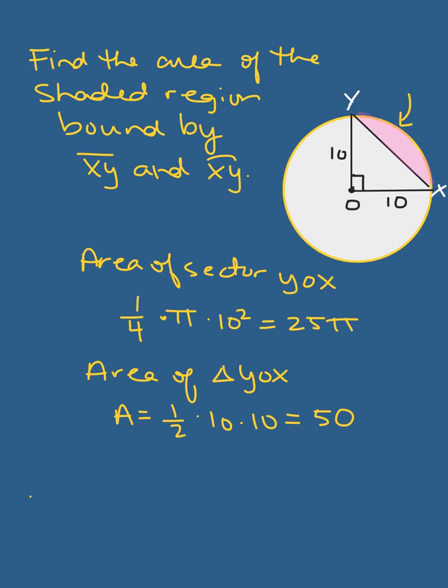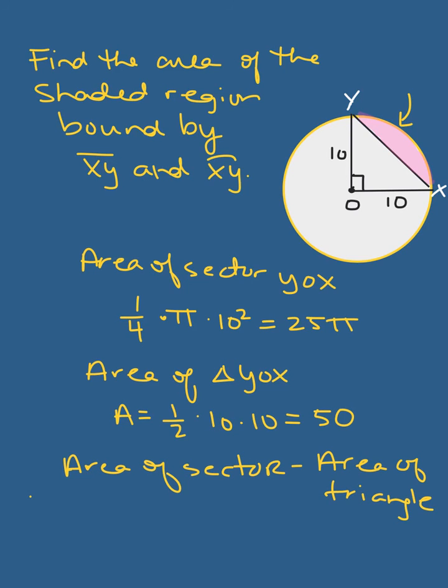So I'm going to take the area of the sector, the entire thing, and then I'm going to subtract out the area of the triangle because I don't need that. That's not shaded. So the area of the shaded region bound by segment XY and arc XY is going to be 25 pi minus 50. And again, that would be units squared because we're talking about area.